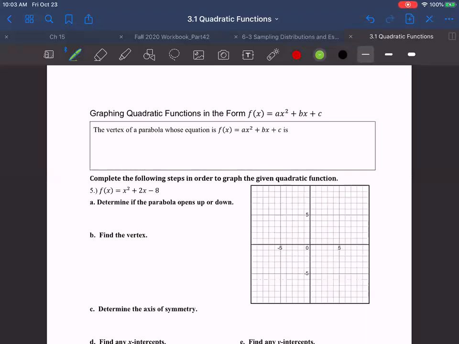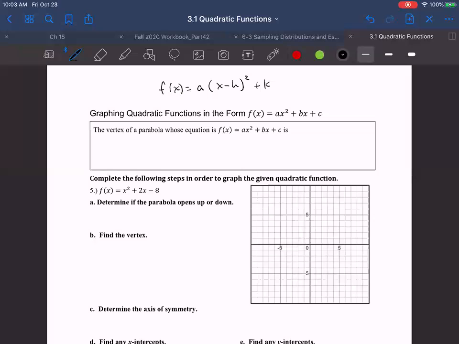All right, so we're going to get started here on, well, continuing on with 3.1, but we're going to get started with a new form for graphing. Sometimes we don't have it in the form that we were looking at before. We had f of x equals a times x minus h squared plus k. But what do you do if it's not in that form?